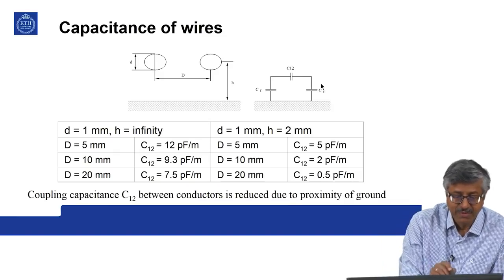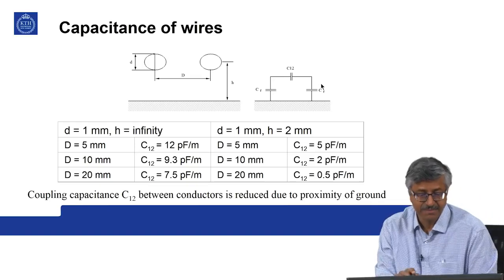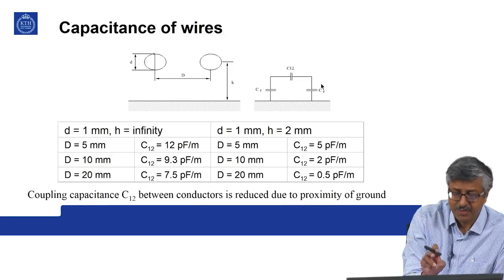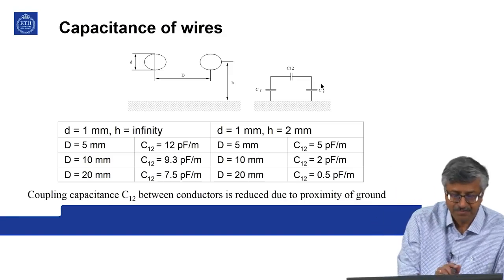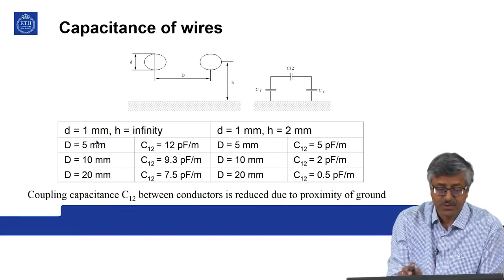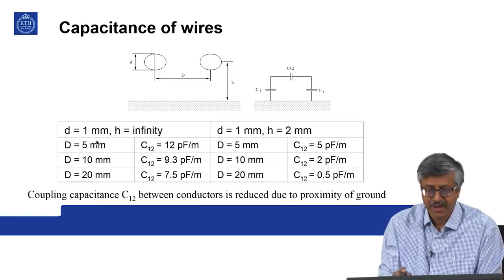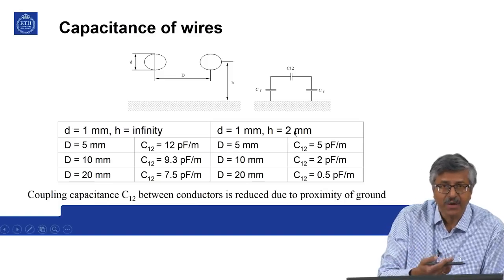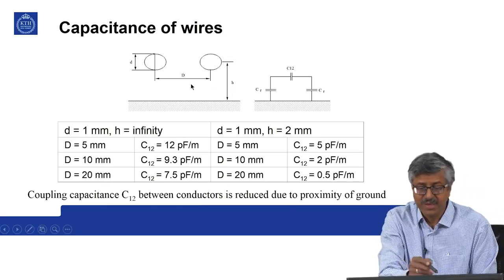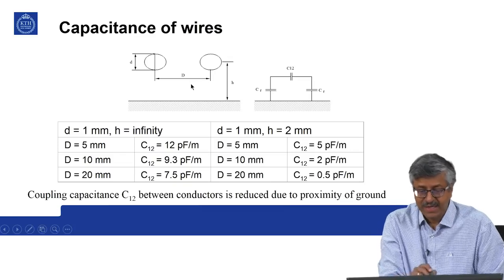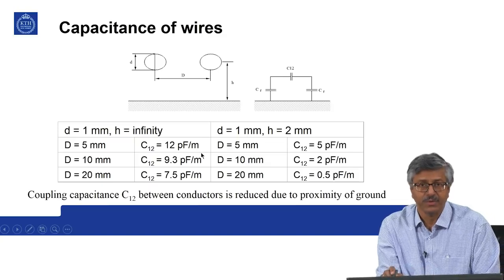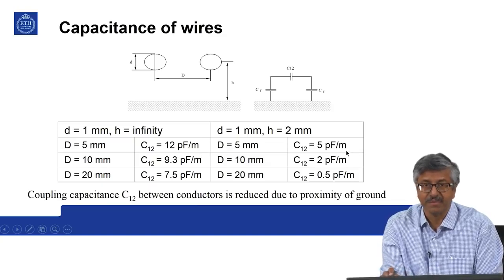Now, if diameter is 1 millimeter and h is infinity, you do not have the influence of the proximity of the ground, it is in free space. So, when D equals 5 millimeter, capacitance between them is 12 picofarad per meter. Now, here you are introducing a ground plane very close to these two conductors, just 2 millimeter away. Immediately you can see that the capacitance value reduces from 12 picofarad to 5 picofarads per meter.